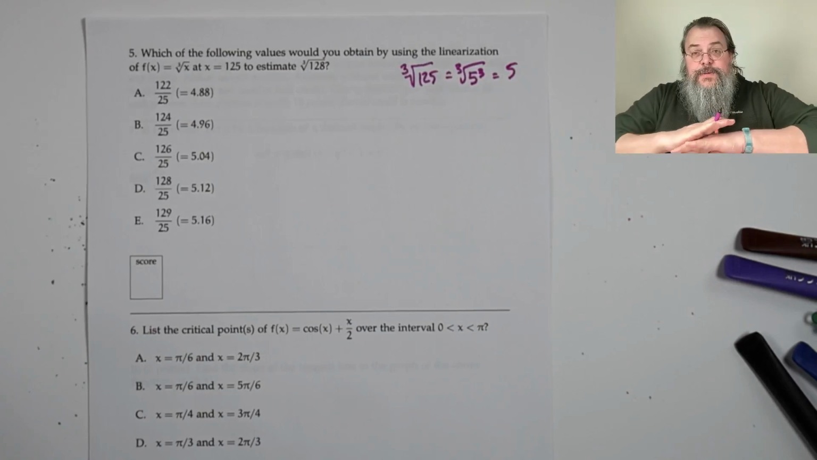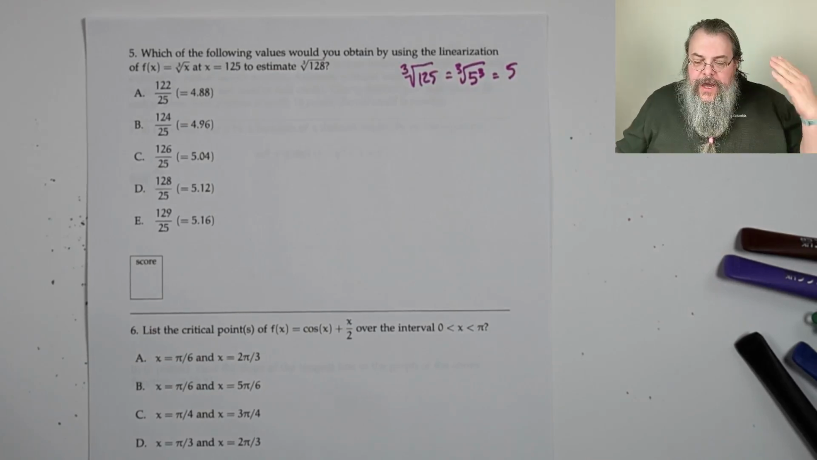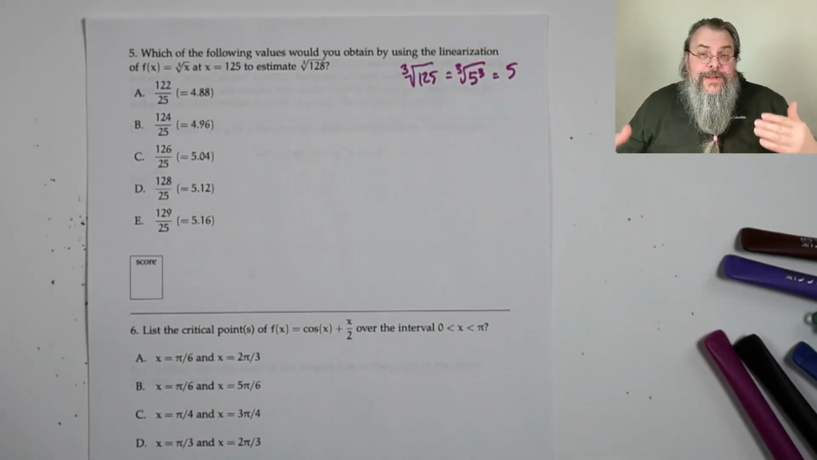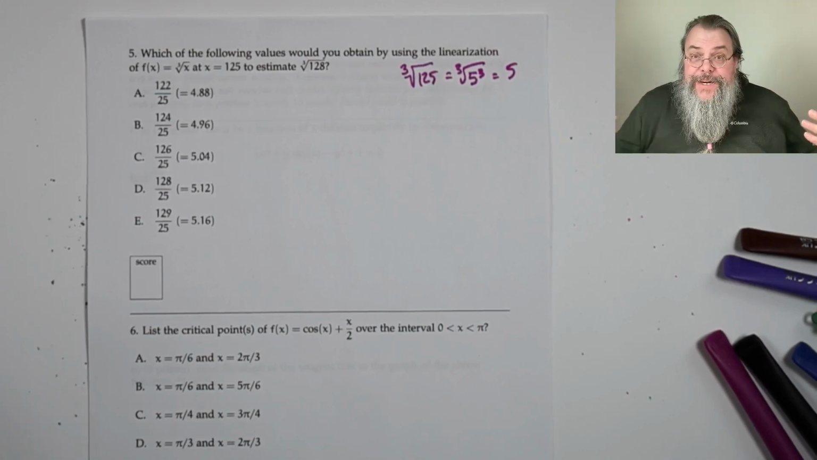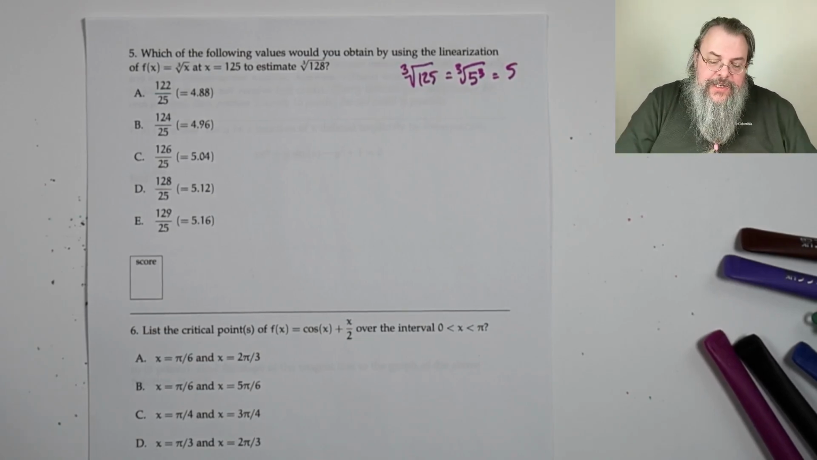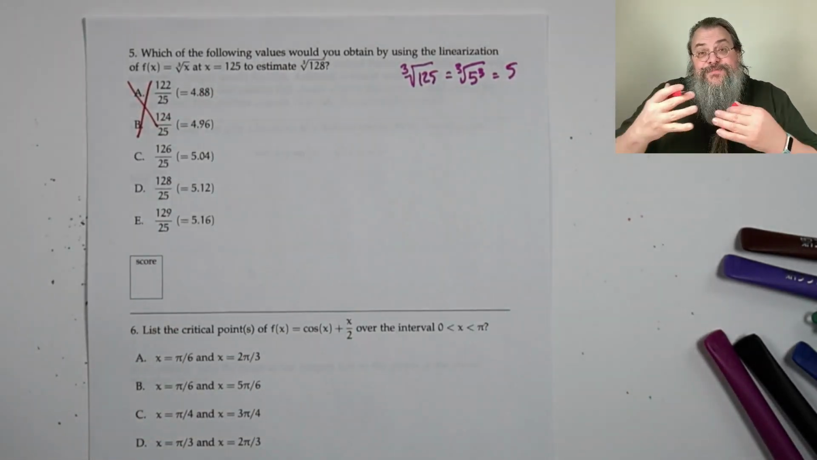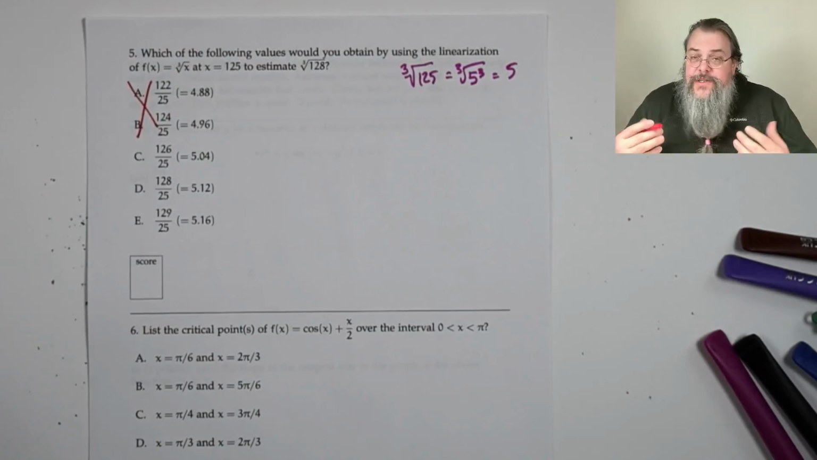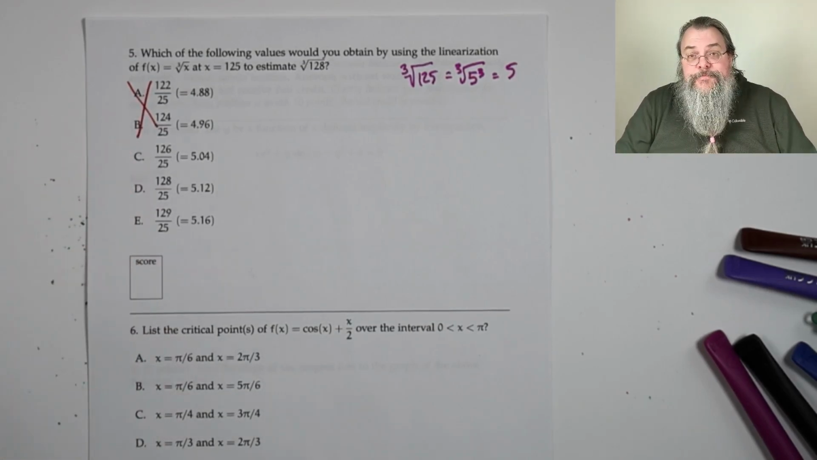Now, before we do anything, let's point something out. How does 128 relate to 125? It's bigger. So what should be true about the cubed root of 128 versus the cubed root of 125? It should be bigger. So what does that tell us? It tells us we should not expect A or B, because those are smaller than 5. We're looking for something bigger than 5. And honestly, before we do this, I'm kind of leaning to C. Maybe D, but E seems way too big.